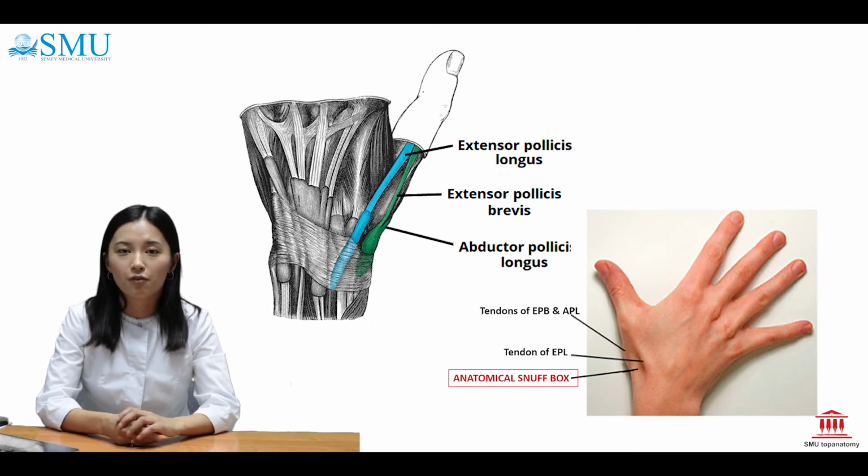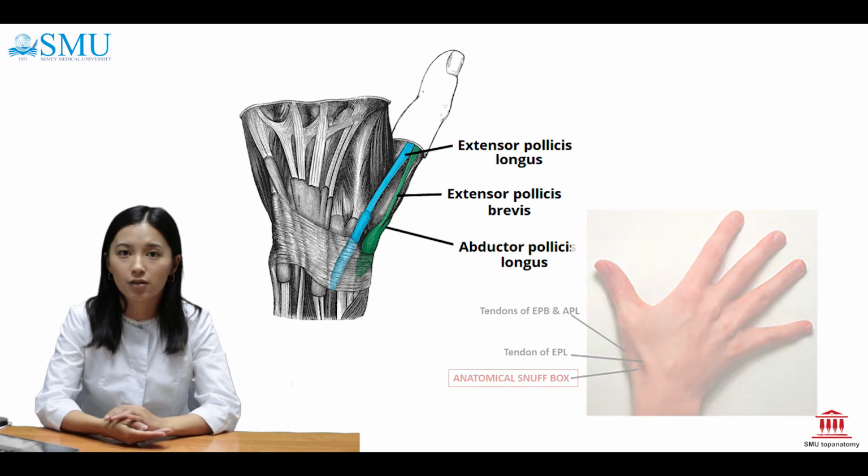The borders of the snuff box, we have radially abductor pollicis longus, in the middle extensor pollicis brevis and extensor pollicis longus. On the roof we have the skin, and on the floor we have our carpal bones. We have a scaphoid and trapezium. Okay, and on the proximal side we have a styloid process of the radius.